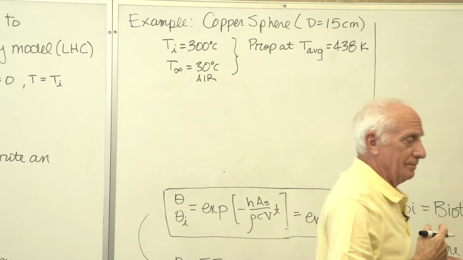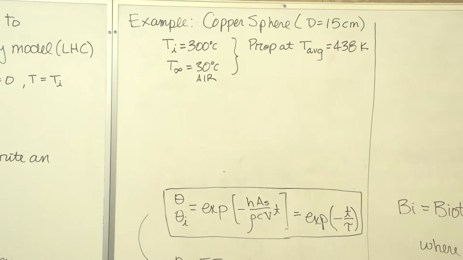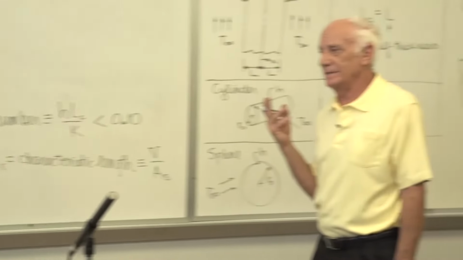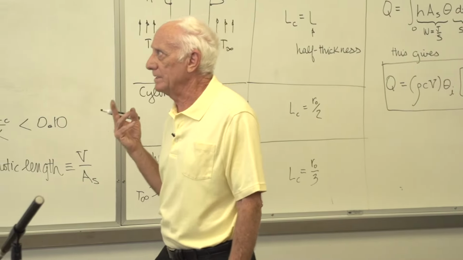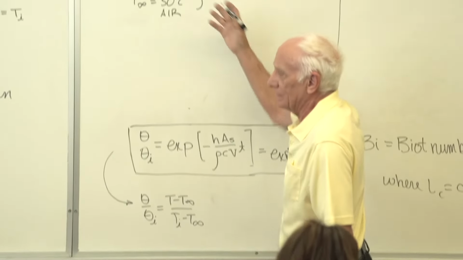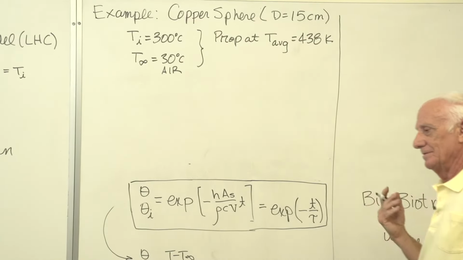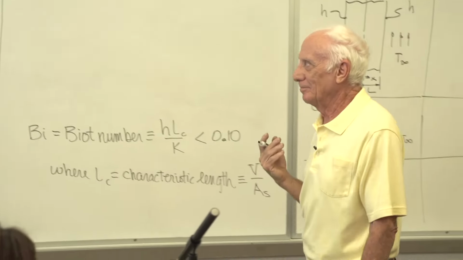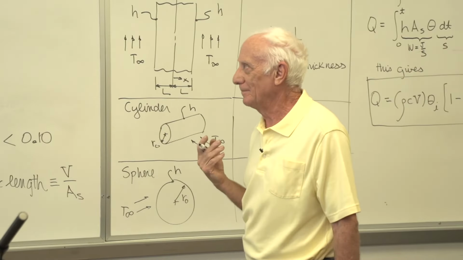T average, you don't want to take the properties at the starting temperature. You don't know what the final temperature is. So probably your best guess is to take the properties at the average temperature, starting temperature plus air temperature, divided by two. And once you solve the problem, go back and put the right final temperature in there.